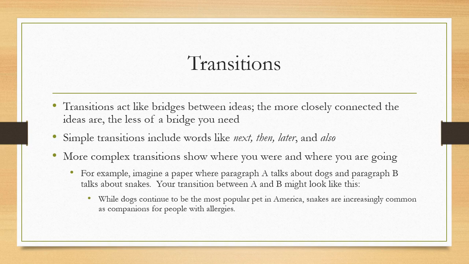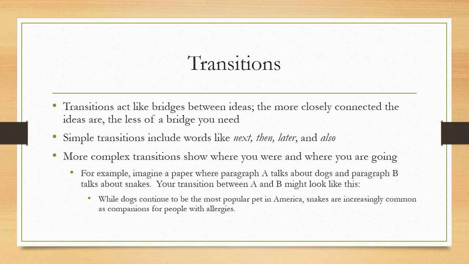Now, if you were hiking and you come across the Colorado River, where the banks are much farther apart, you're probably going to need a fairly good bridge to get across that safely. This is the same way in writing. When the ideas are closely connected, then you don't need much of a bridge. But the farther apart they are, the more you need a bridge. So, simple transitions for closely connected ideas might be things like next, then, later, and also.